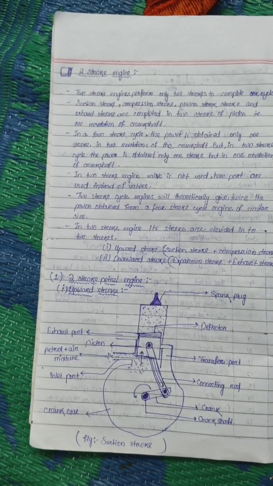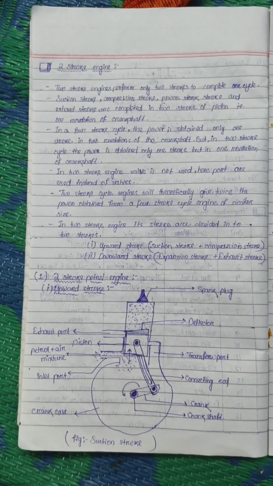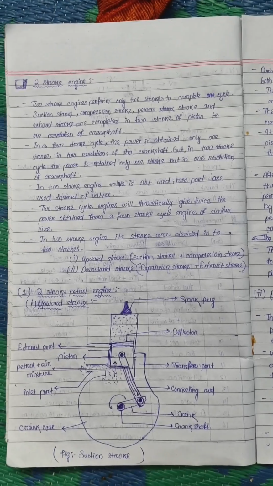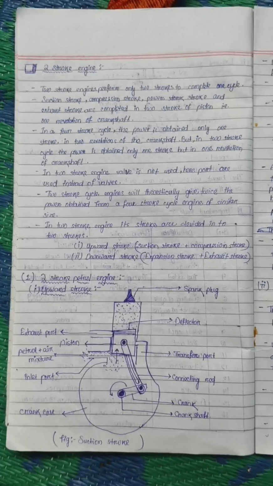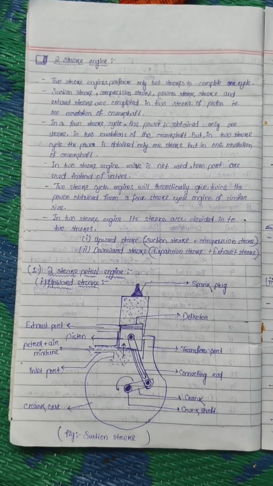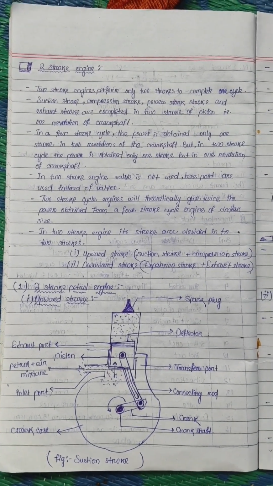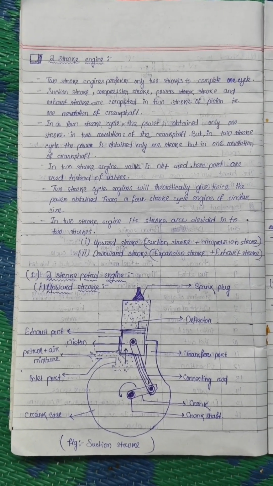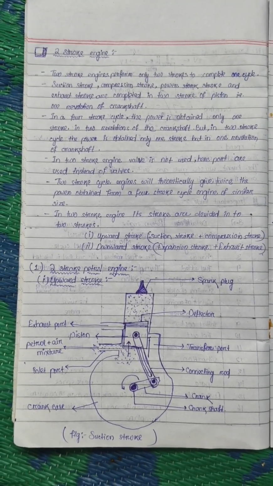In two-stroke engines, valves are not used. Here ports are used instead of valves. Two-stroke cycle engines will theoretically give twice the power obtained from a four-stroke cycle engine of similar size. In a two-stroke engine, the strokes are divided into two: the upward stroke, which is suction stroke plus compression stroke, and the other one is the downward stroke, expansion stroke plus exhaust stroke.